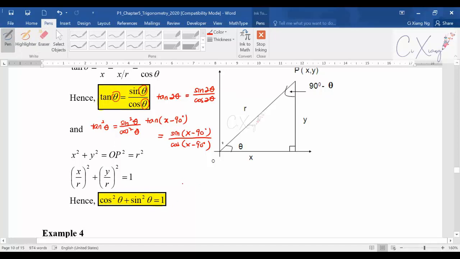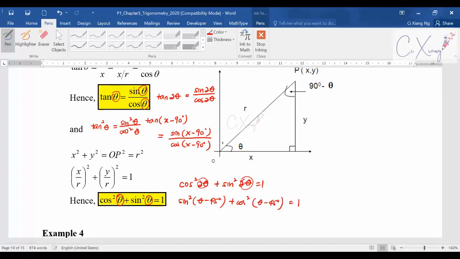Now, how about cos square plus sine square equals 1? The same thing happens. You should know that you can adjust the angle. So cos square 2 theta plus sine square 2 theta equals 1. You can see that you are allowed to change the theta here, and these two values must be the same: 2 theta and 2 theta, 3 theta and 3 theta, and so on. Another example is sine square of theta minus 45 degrees plus cos square of theta minus 45 degrees, and it equals 1.